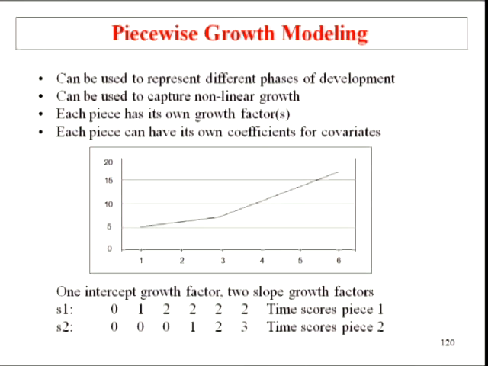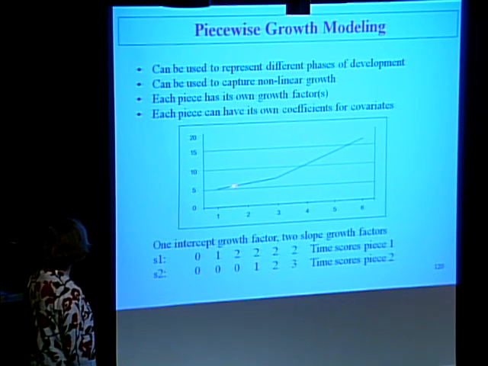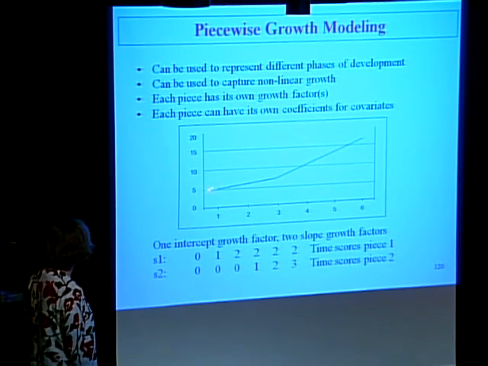Each piece has its own growth factors, and therefore each piece can have its own coefficients for the covariates. So this is an interesting model because it may be that the slower growth is predicted by different covariates than the more accelerated growth. And in this model, you can actually get at that kind of information. So in the situation that I'm showing here, we would have 1 intercept growth factor and 2 slope growth factors.